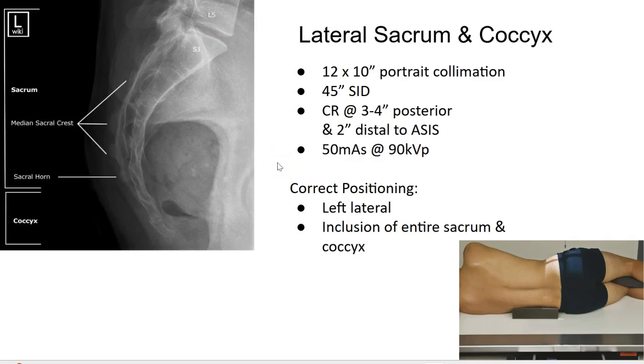So the patient should be in a left lateral. We're doing all of our spines in left laterals. And again, you want to include the entire sacrum and coccyx. So the top of your image receptor should be at L5, and again, all the way down to the tip of the coccyx.